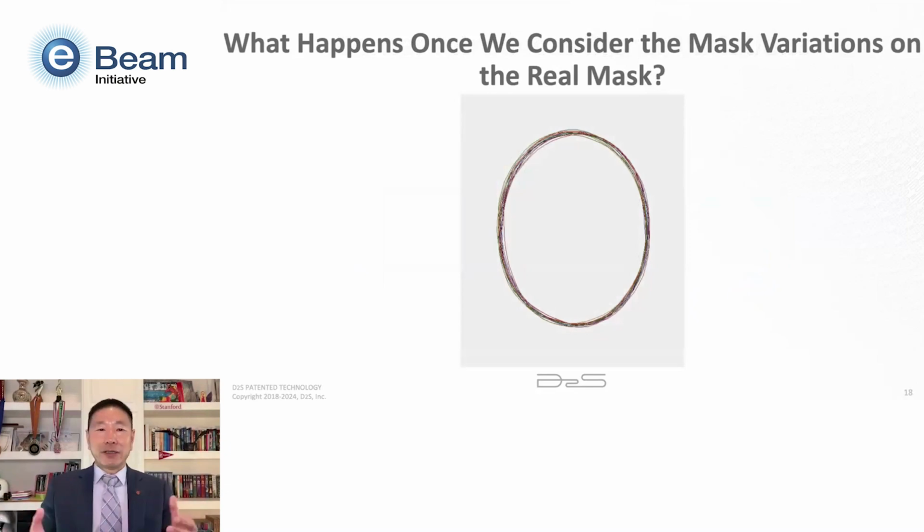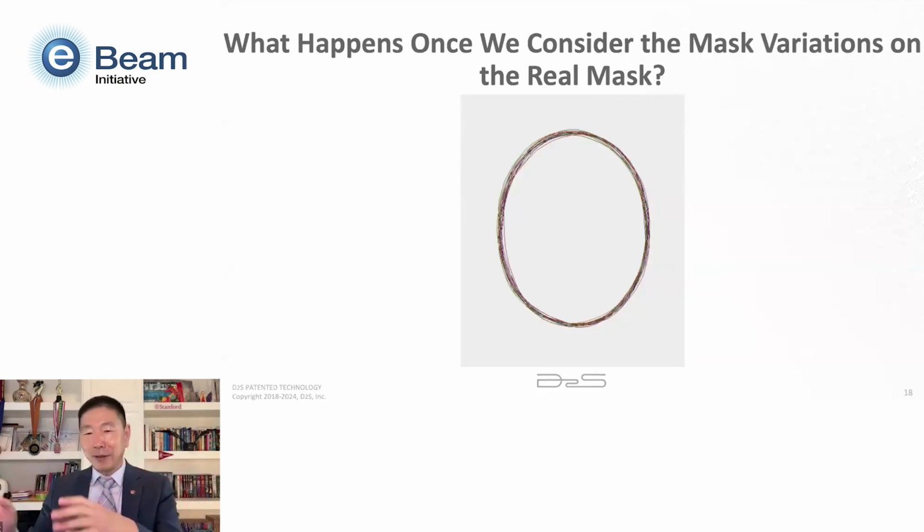Okay, now we have that theory. We should look at a real mask and look at the variations. Compare the variation on the mask between Manhattan pattern and the curvilinear pattern. So we did this study at Micron. We looked at the Manhattan masks and the curvilinear masks. For each of those, we have those patterns.